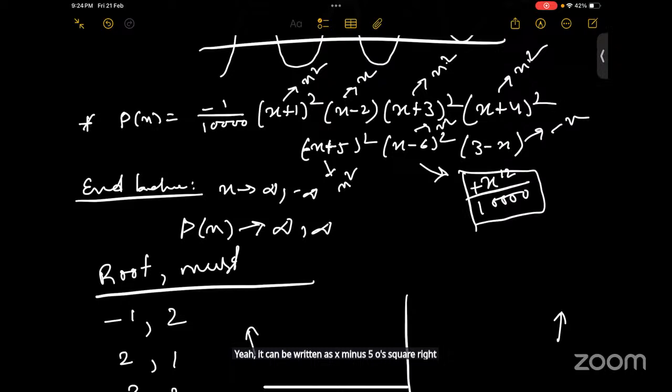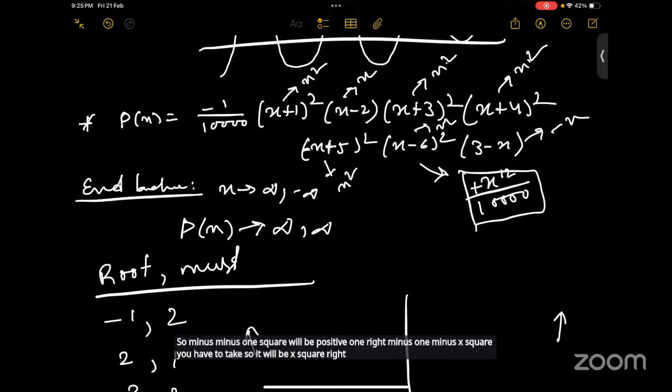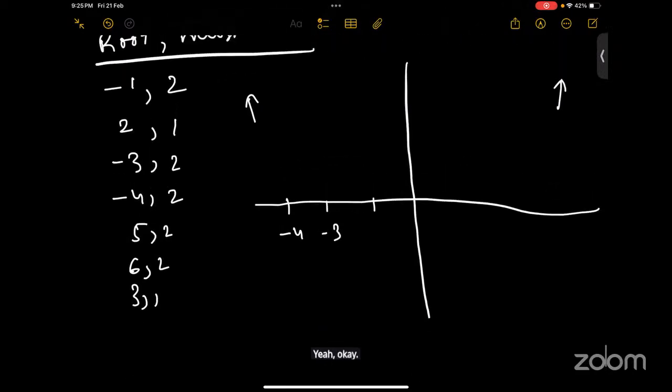So you took x square like positive coefficient. Yes. So minus 1 square will be positive 1, right? Minus 1 minus x square you have to take, so it will be x square, right? Okay. Got it.